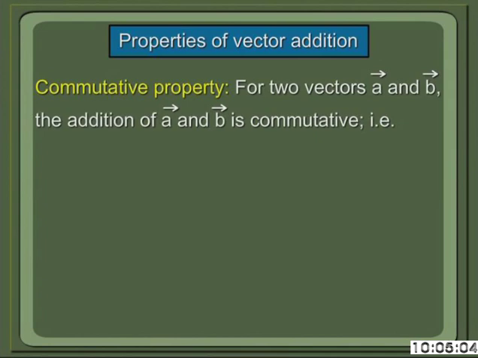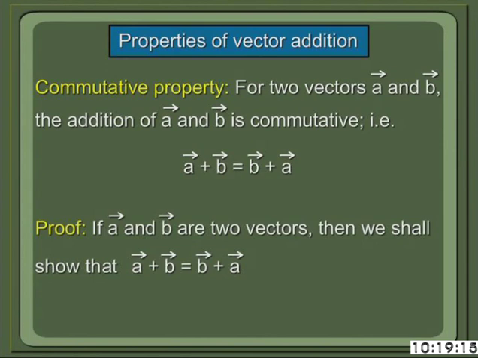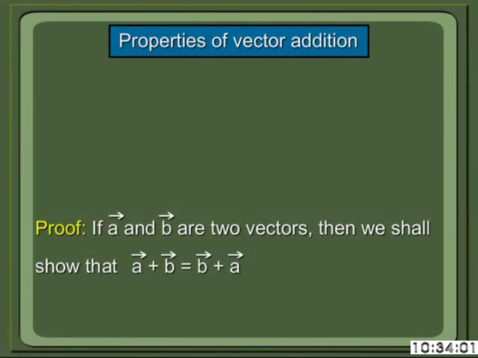Here we will discuss the properties of vector addition. First, the addition of two vectors is commutative. For two vectors A and B, that is, vector A plus vector B is equal to vector B plus vector A. Now its proof. If vector A and vector B are two vectors, then we shall show that vector A plus vector B is equal to vector B plus vector A. This property can be proved by the parallelogram law of vector addition.